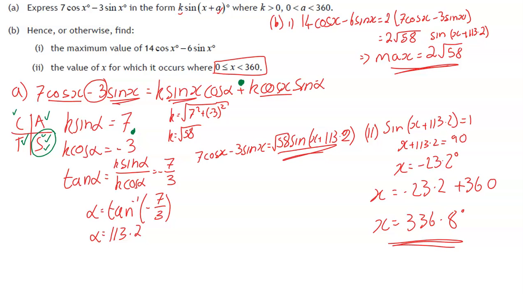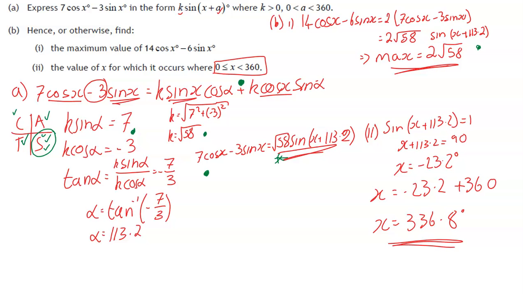Your third mark comes from finding k, so getting your root 58. Your fourth mark comes from getting the value of alpha and writing this bit here down as well. You have to write it down because it says express it in that form. So if you don't write it in the form, despite finding k and alpha correctly, you won't get that final mark. For part B, part 1, you get 1 mark here.